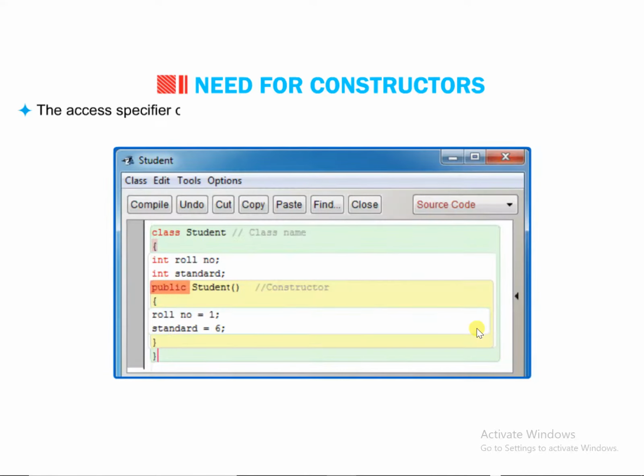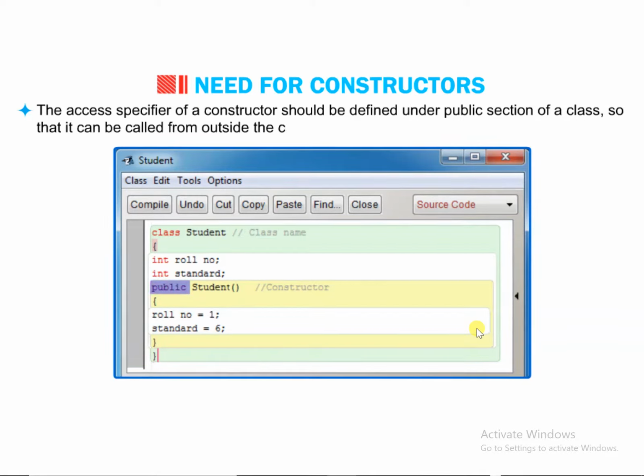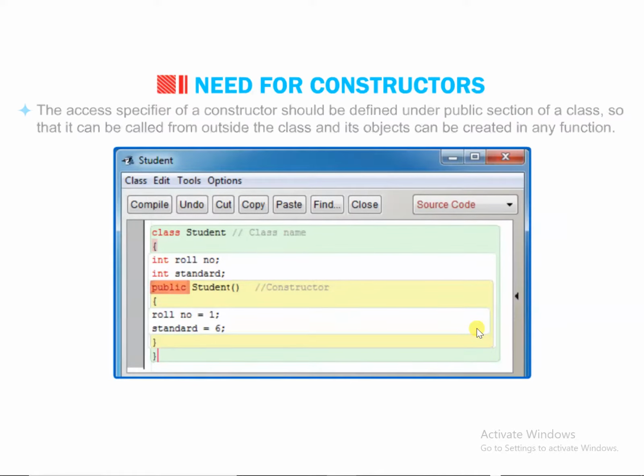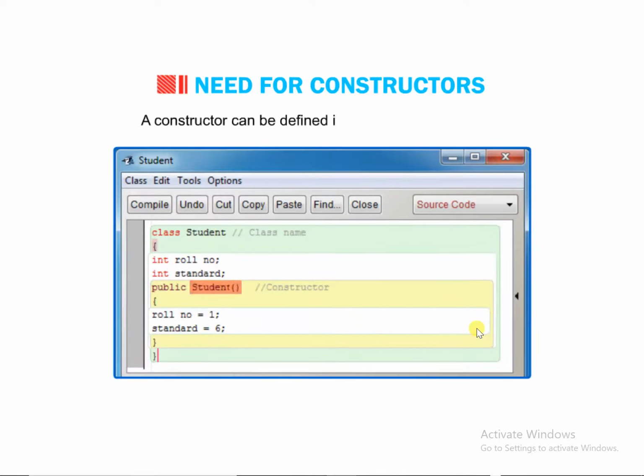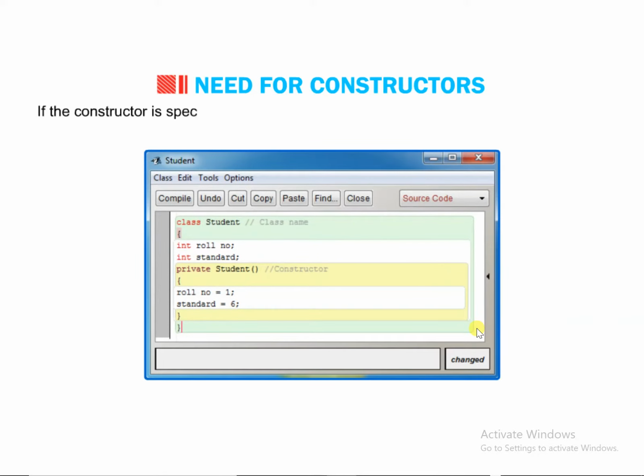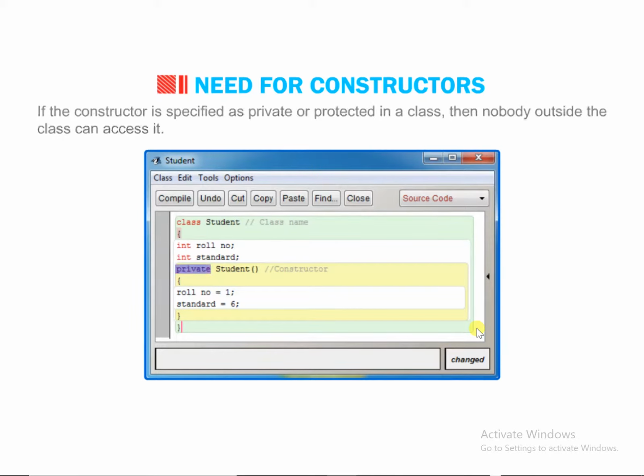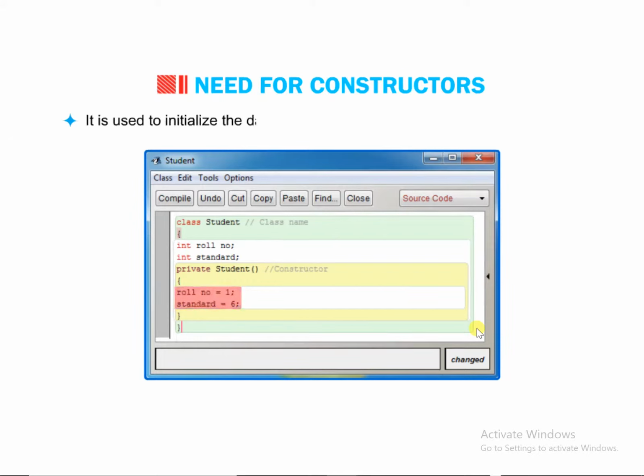The access specifier of a constructor should be defined under public section of a class so that it can be called from outside the class and its objects can be created in any function. A constructor can be defined in a non-member function. If the constructor is specified as private or protected in a class, then nobody outside the class can access it. It is used to initialize the data members and to perform other complex tasks.